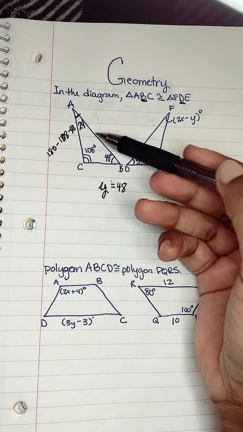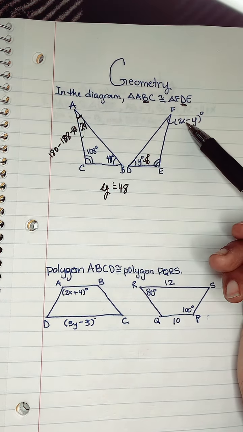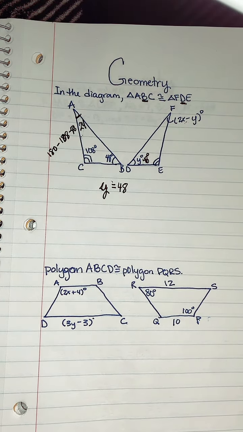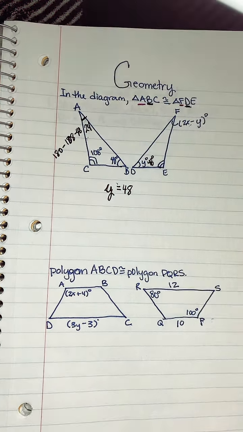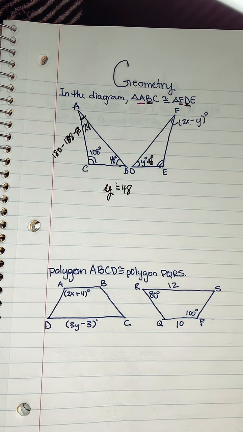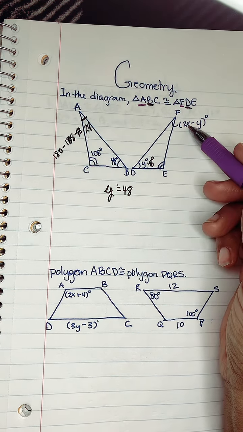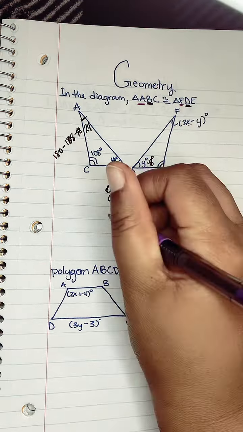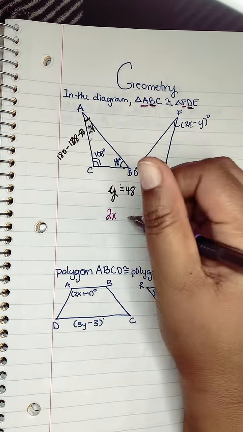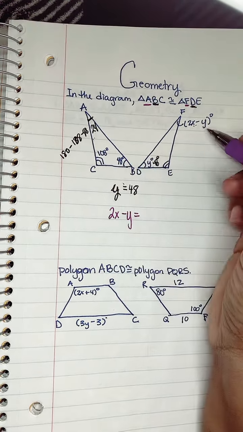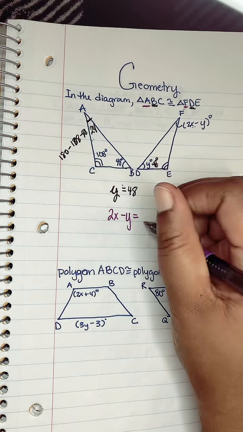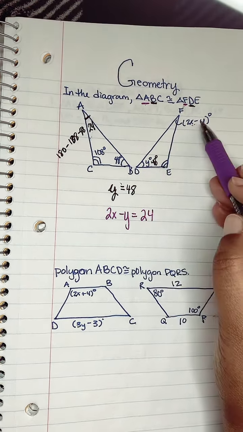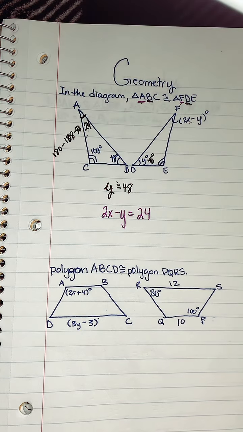Now, some people are like, well, how does that help us? I need to find angle F. How that helps us is it says angle A is equal to angle F. So by knowing that, we can set 2x minus y equal to 24, because F equals A. And since we know A is 24, we could set this angle equal to this angle.